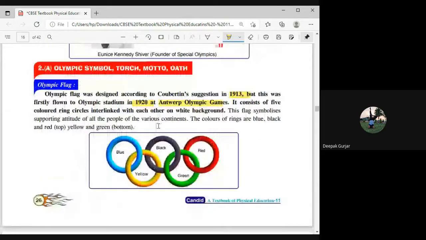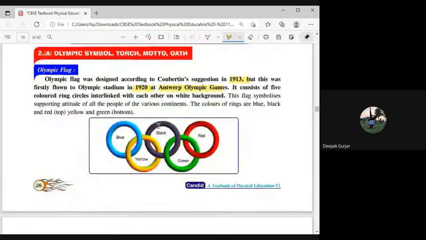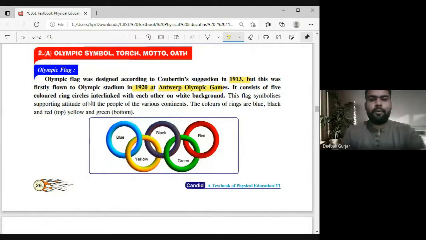Now we are going to talk about the Olympic symbol, Olympic flag, Olympic motto, etc. When we talk about a flag, let's say our national flag, it gives a feeling of pride. In the same way, in the Olympics there is a flag called the Olympic flag. It was designed on Coubertin's suggestion. Baron Pierre de Coubertin is the father of the modern Olympic Games. According to his suggestion, in 1913, this was made.